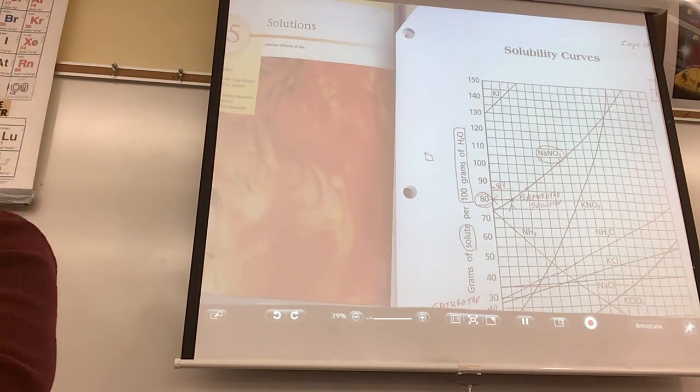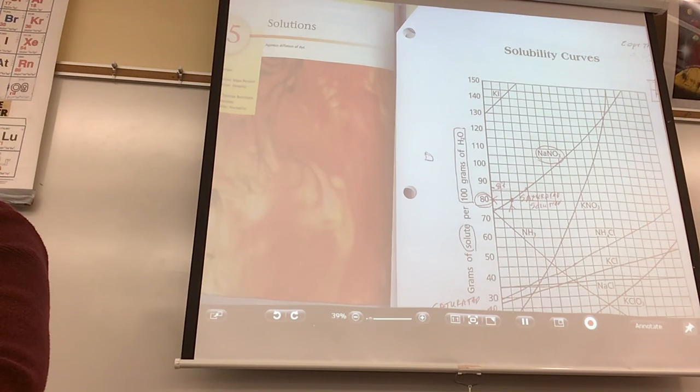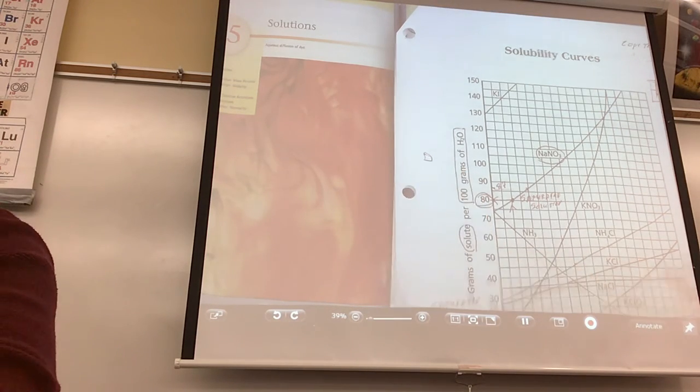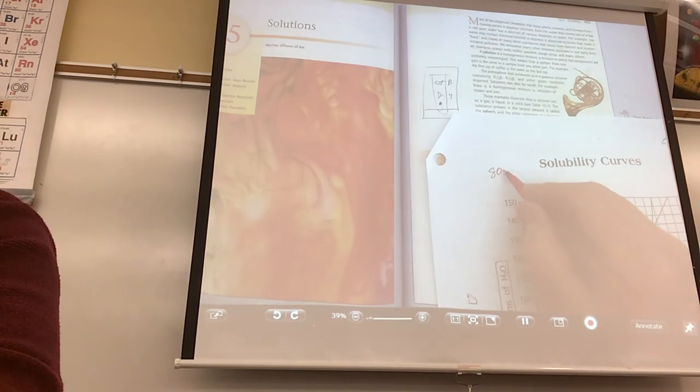Well, what about in 200 grams of water? Wait, look at me. This is where you're going to mess up. How much can you dissolve in 200 grams of water? Well, this number tells me you can put 80 grams of this in what? 100 grams of water. I can put 80 grams of sodium nitrate in 100 grams of water.